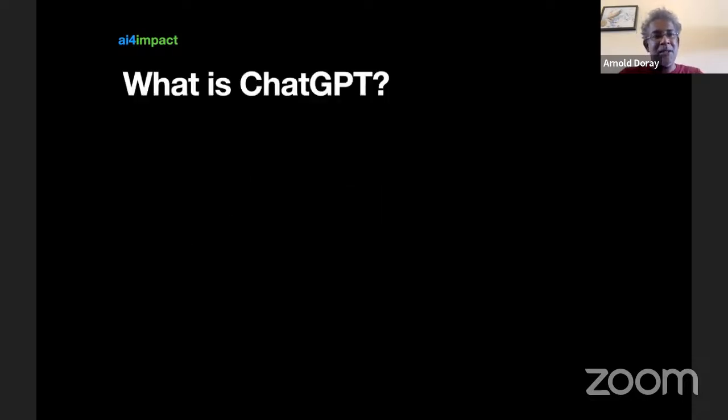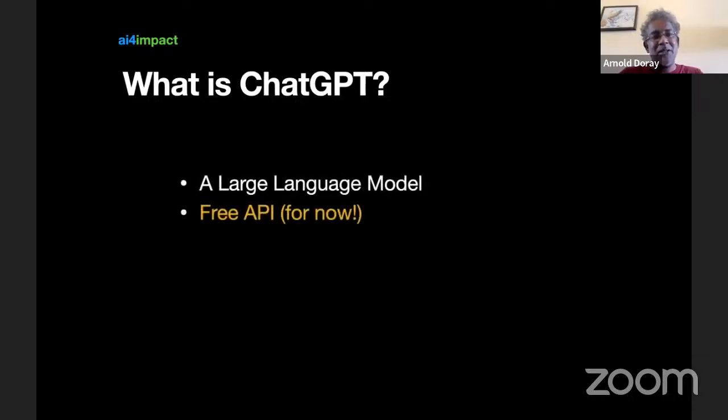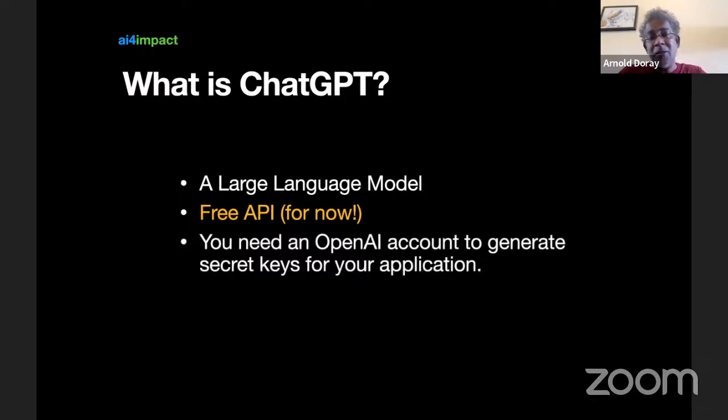That's all it is. So what is ChatGPT-3? ChatGPT is a large language model. Okay, so we're not really using ChatGPT, but GPT-3, the underlying model behind it, through an API. Okay, and for now the API is free. I don't know how long it will remain free, but it looks like they're quite serious about free access. Okay, which is great.